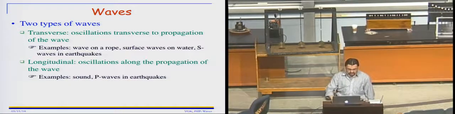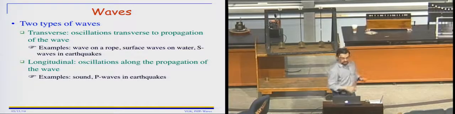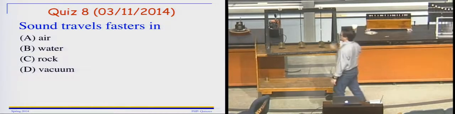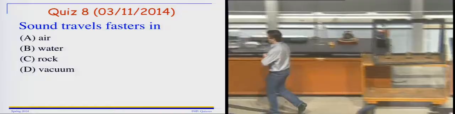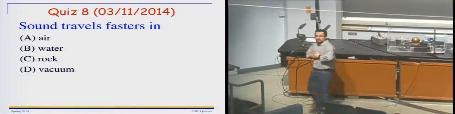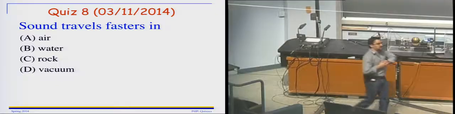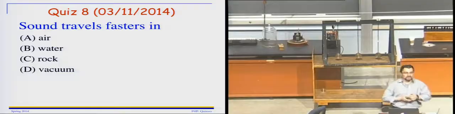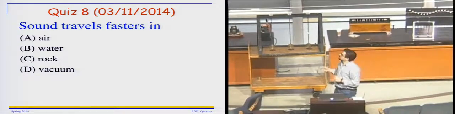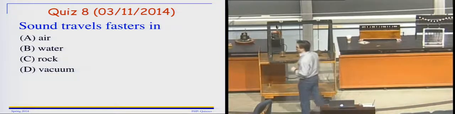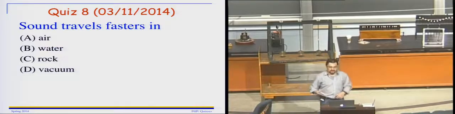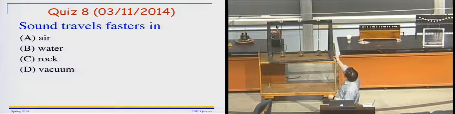Let me pause now for a second and see if you have read the book that discusses sound in particular and discusses the velocity of the sound waves. So here's the question for you. Suppose you are listening to the sound in vacuum, or you're listening to the sound in air, or you're listening to the sound in water. Which sound travels faster? Does the sound propagate faster in water, in rock, in air, or in vacuum?